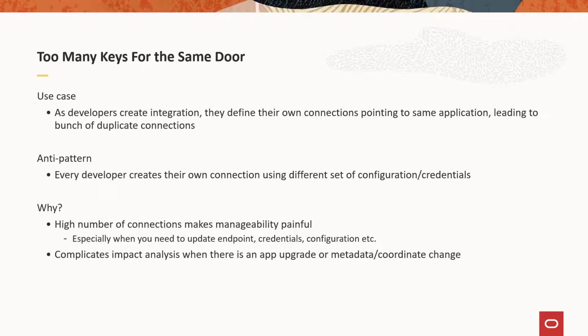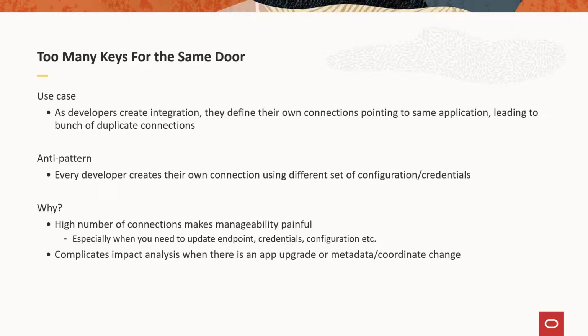Because everybody names their connection how they like, we might have 2, 3, 4, 5 or more connections all going to the same app. So this is an anti-pattern because now we're potentially using different sets of configuration and credentials for each connection to the same application. So that's inconsistent and might lead to confusion in the future.